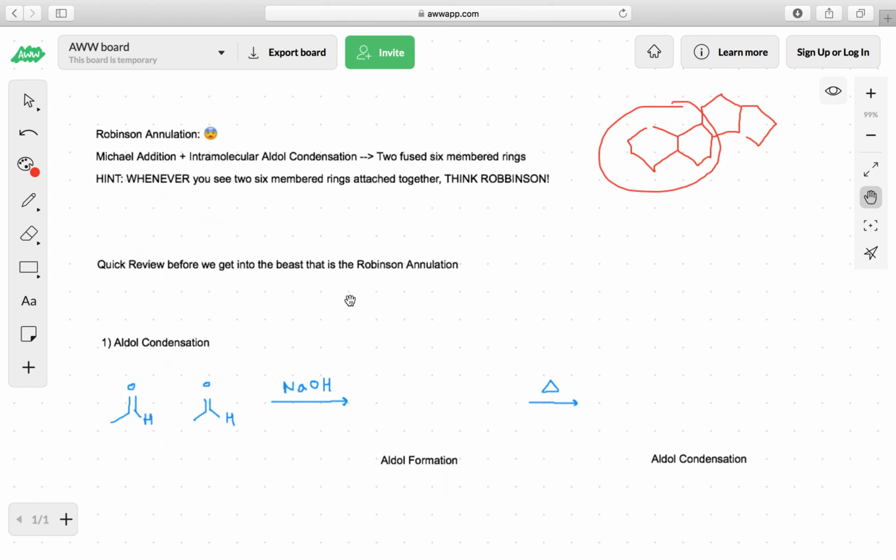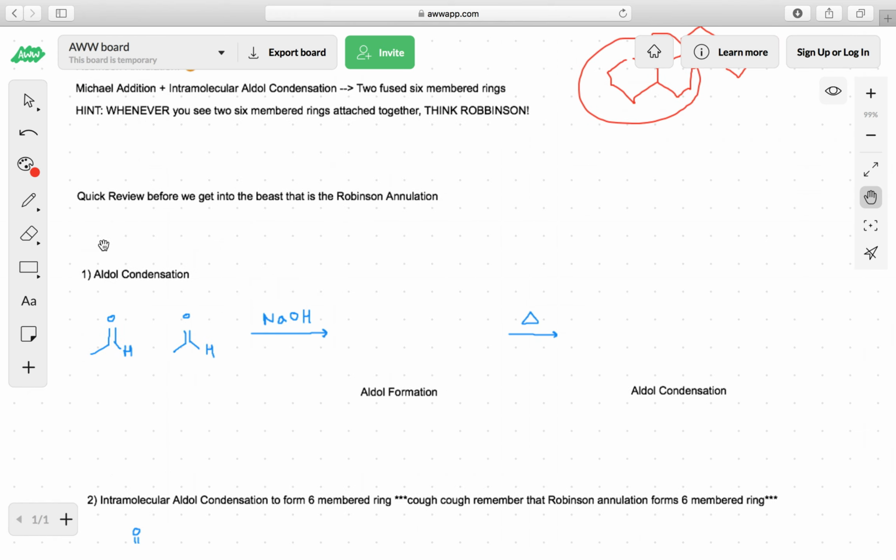So I'm going to do a quick overview of some reactions that are important before we get into this, so you guys have that very strong foundation to tackle these problems. The first one I want to go into with you guys is the aldol condensation.